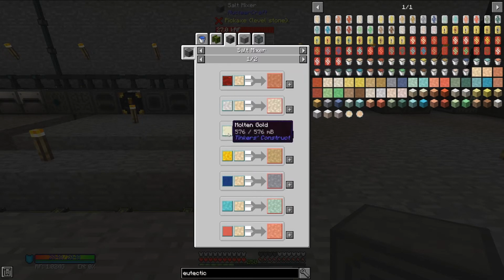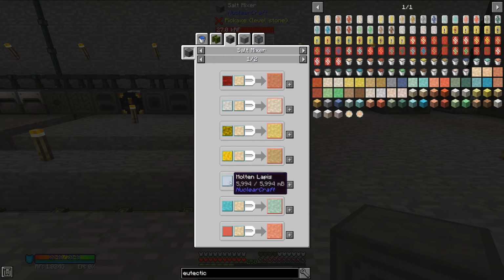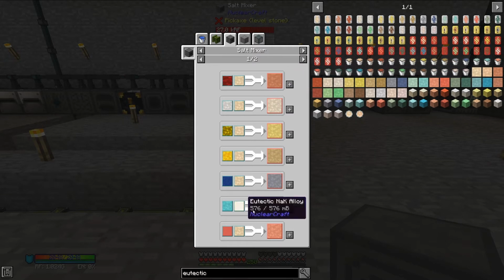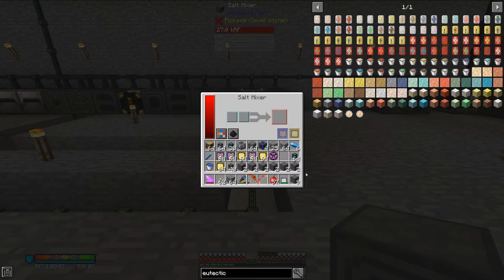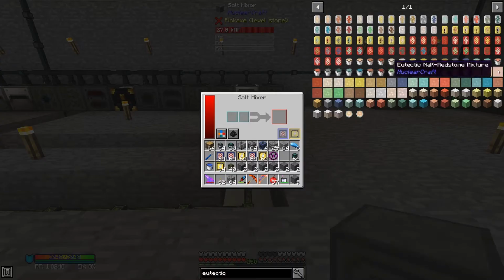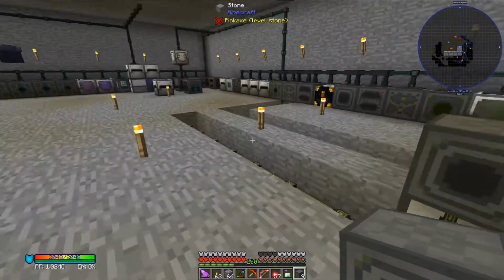So we have redstone, quartz, gold, energized glowstone, lapis, etc. But that's a really simple process that we can do after the fact. Right now I'm just going to focus on actually making this eutectic NaK alloy, that would be sodium potassium. It's sodium potassium, that's the order it's in.